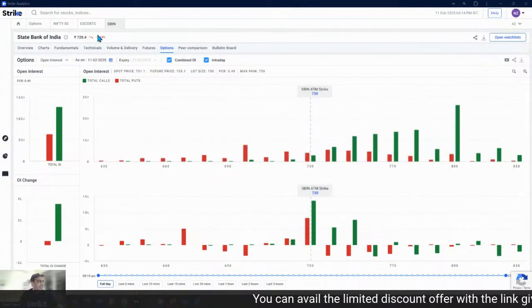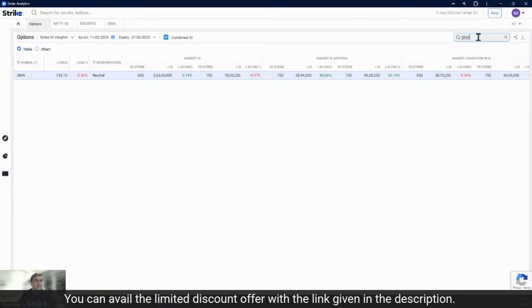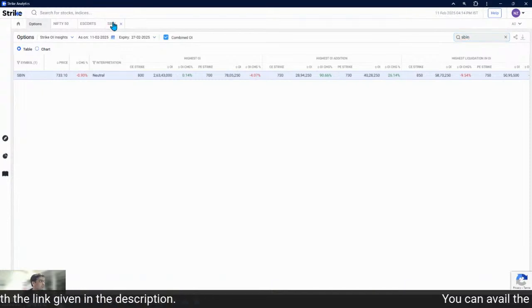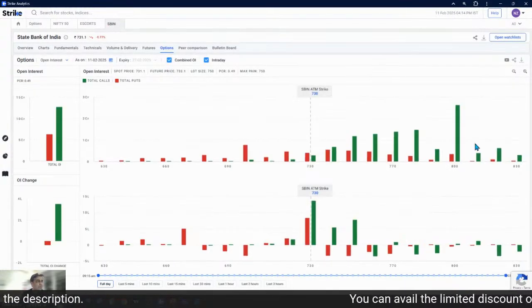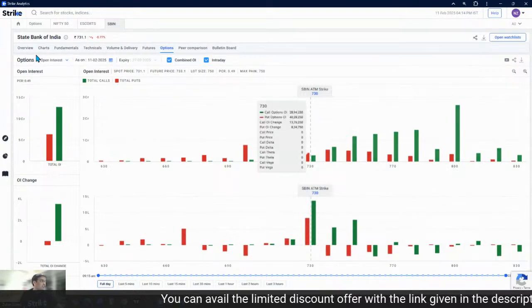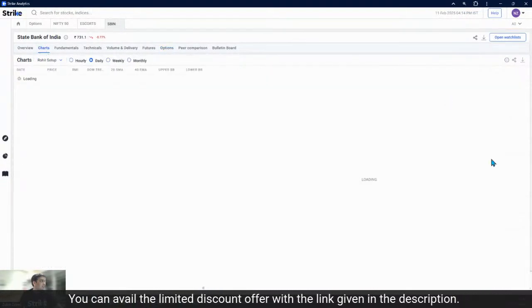All right, Sanjay bhai. So I went to option screen over here, typed in SBI. Interpretation was neutral. You can click on this button over here. A chart will open up. Look at combined, and then you can analyze accordingly. You can also look at the charts by simply looking at the charts over here.